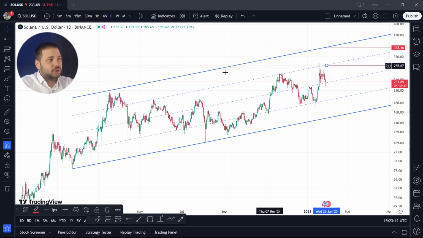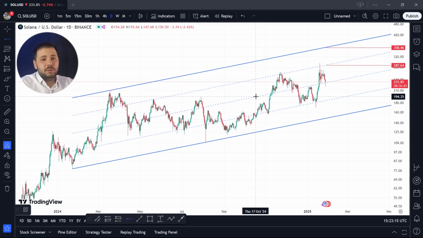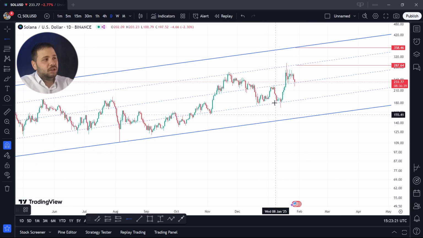$218, $314, $350, with support around $118.